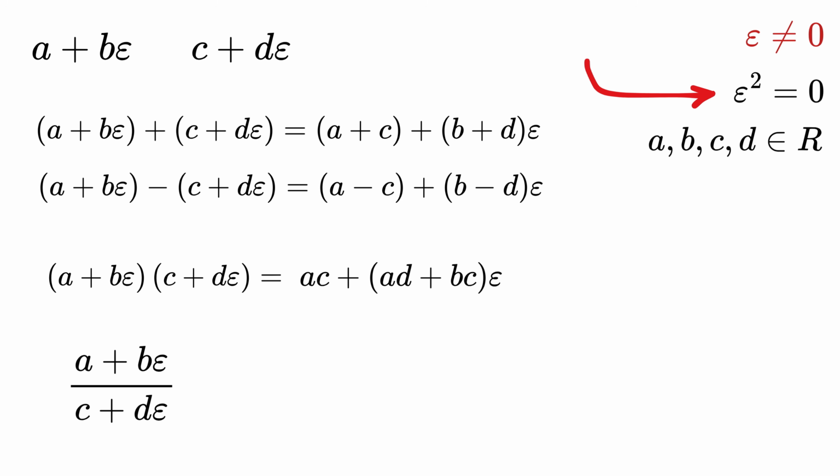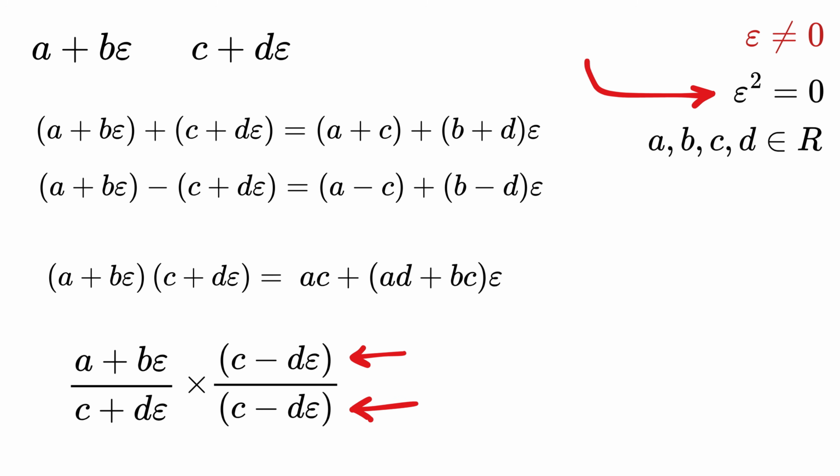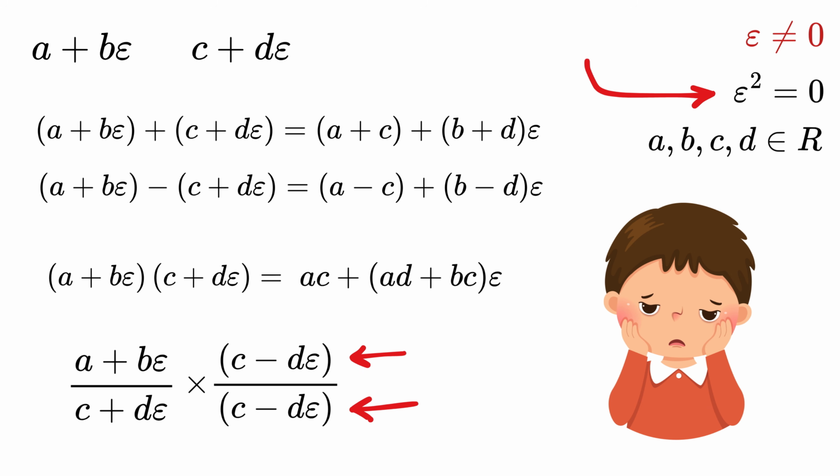Suppose we want to divide one dual number by another. Now, just like with complex numbers, we want to get rid of the epsilon from the denominator. So, we use the trick of multiplying both numerator and denominator by the conjugate of the denominator, which, in the case of dual numbers, is c minus d times epsilon. I will not bore you further, as it is super easy, and you can do it yourself.